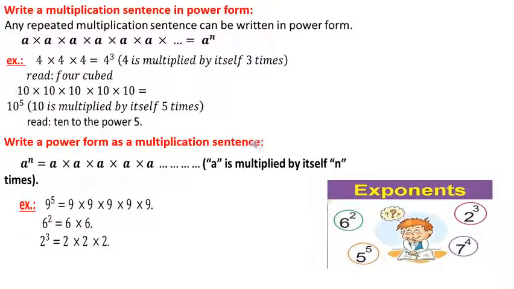If we have 4 times 4 times 4, it's written as 4 to the power 3. Everything to the power 3, we call it cubed. So we say 4 cubed. If it's to the power 2, we say squared.